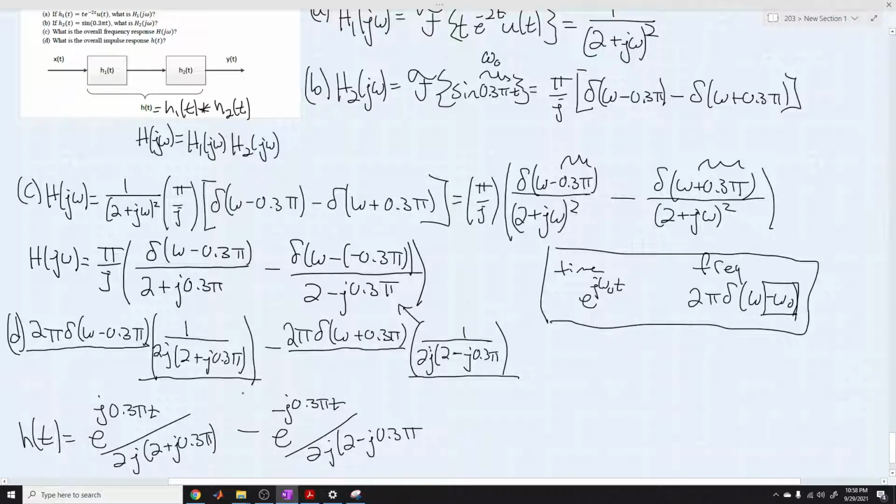And that's it. That's an acceptable final answer. We can make a sinusoid out of this because we have an e to the j minus an e to the negative j with the same coefficients over 2j. But you don't have to do that unless it specifically states, and this question doesn't specifically state that. So here we are, and here is our time domain overall impulse response. Thanks.